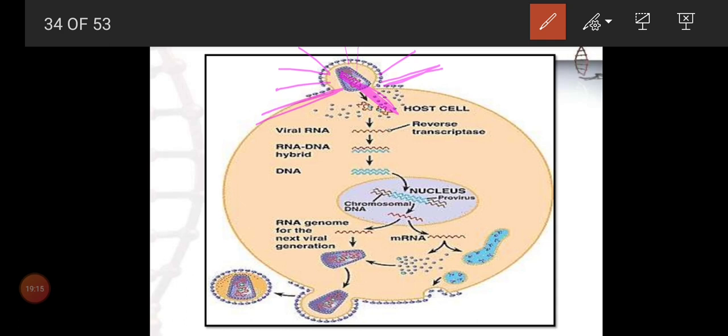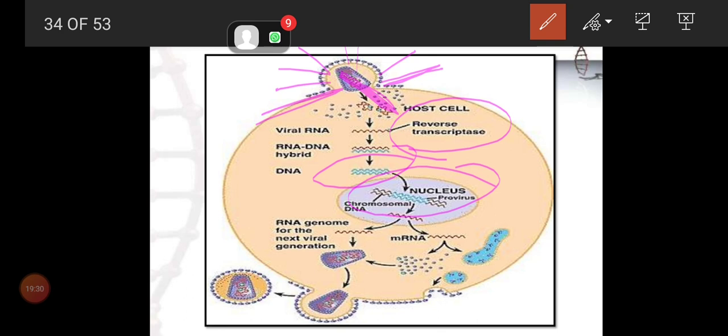The viral RNA or DNA undergoes reverse transcription and produces complementary DNA, and this complementary DNA joins with the host cell nucleus. Now after joining, the host cell will take commands from the viral DNA on how to synthesize viral proteins. So from that complementary DNA, messenger RNA is produced again, and transcription and translation take place. So automatically you can see the multiplication of the RNA genome for the next viral generation.